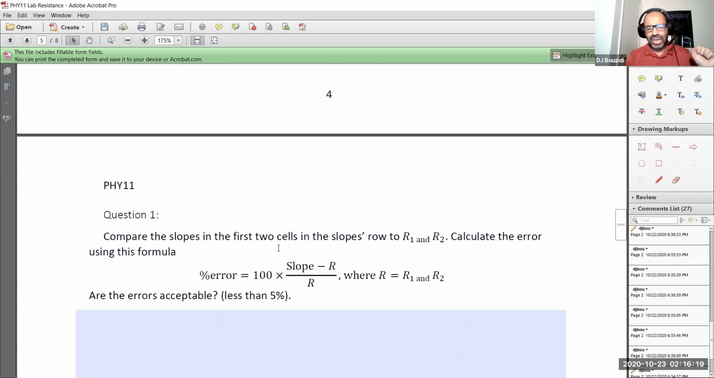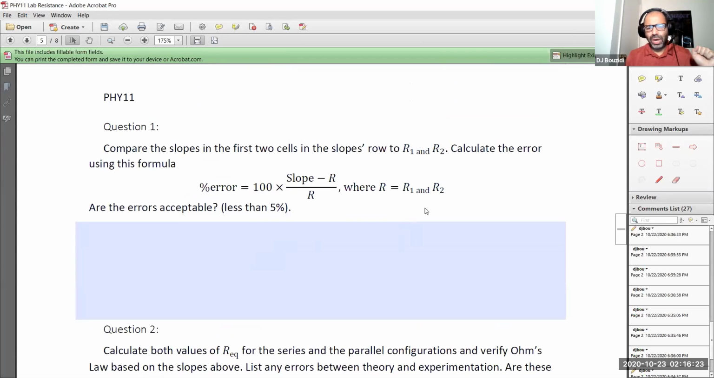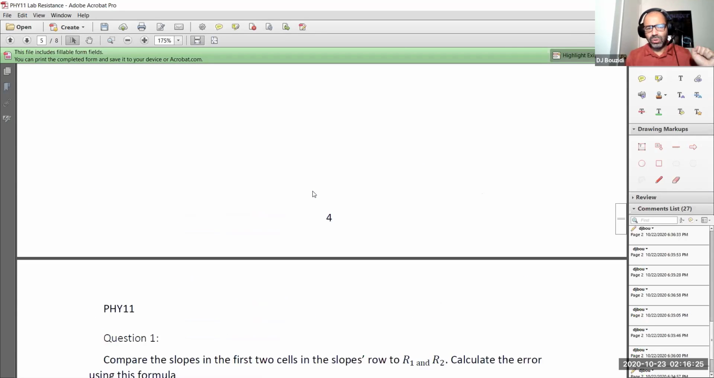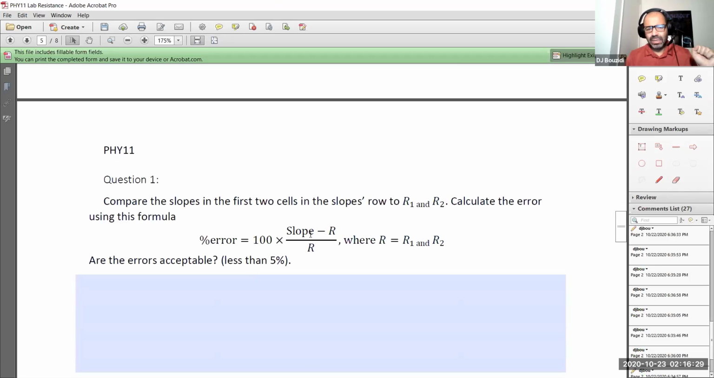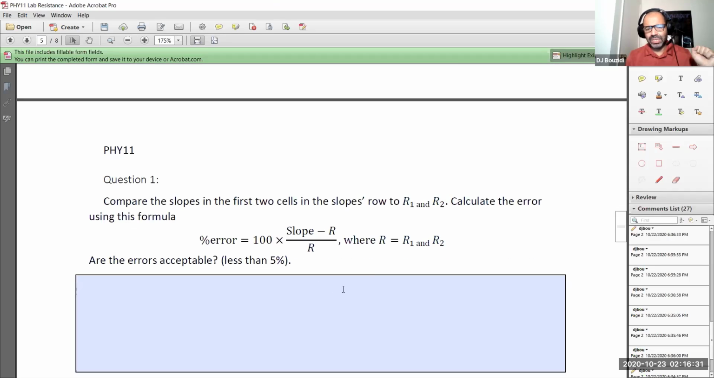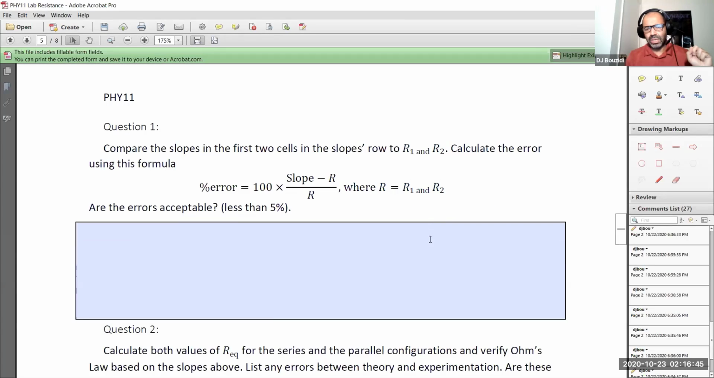You do the same thing for both R1 and R2, by the way. Then you do the slope here, minus 10, divided by 10 times 100, and that's the error for R2. Both errors should be less than 5%. If one of them is higher than 5%, something went wrong completely and it's no good. You need to go back and check your configuration, and maybe you didn't collect the data right or something like that.